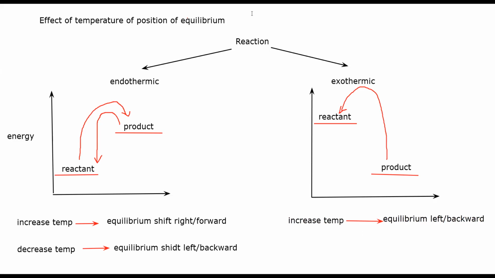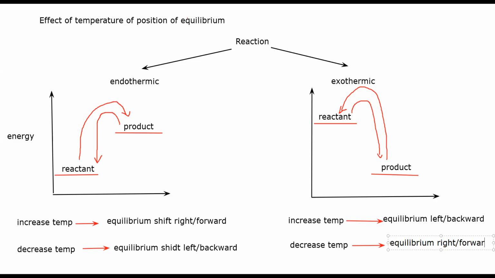And if I decrease the temperature, where will the equilibrium shift? The balance. If I remove the energy, most of the energy is lost by the reactant and it will form back the product. So we'll say equilibrium or balance is shifted towards right hand side or forward.